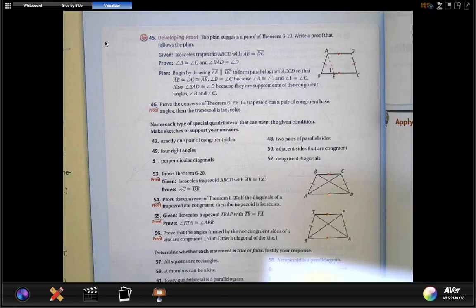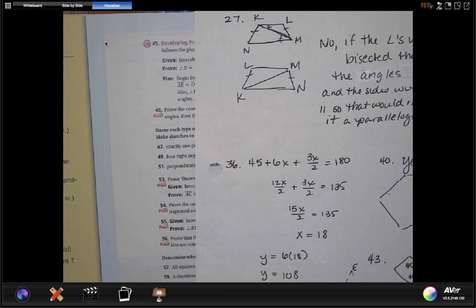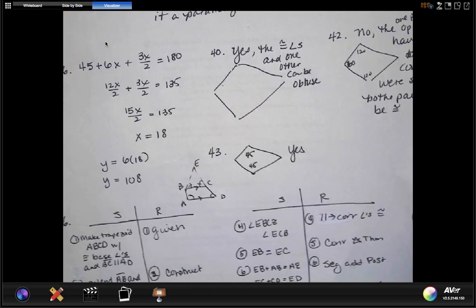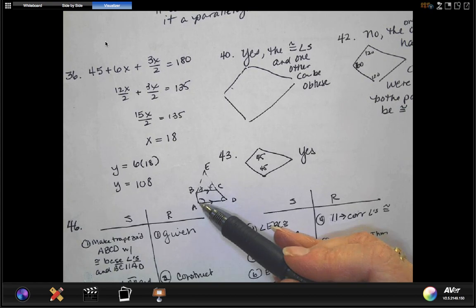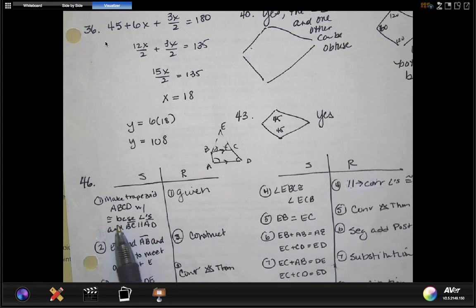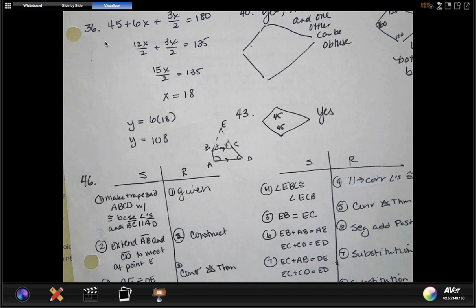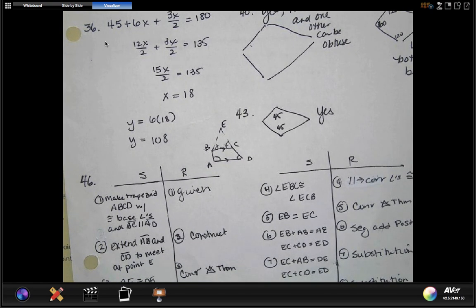So in this one, there's not going to be anything like this on the test where you have to construct something. I drew a trapezoid ABCD. And I said make trapezoid ABCD with congruent base angles and base BC parallel to AD. Okay, so that's just defining it. That's just what I'm giving there. And then my goal is to show that ABCD is an isosceles trapezoid. So I need to show that both BA and CD are congruent to each other.